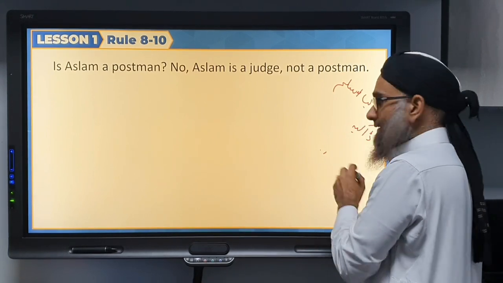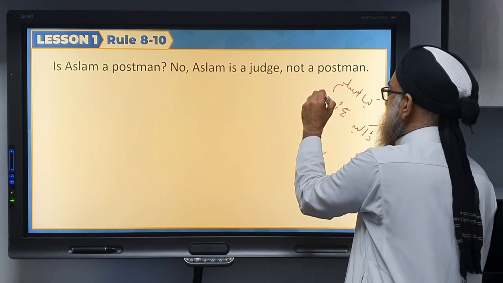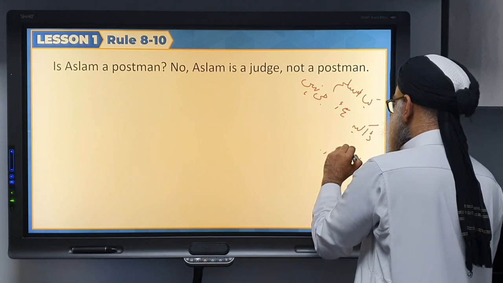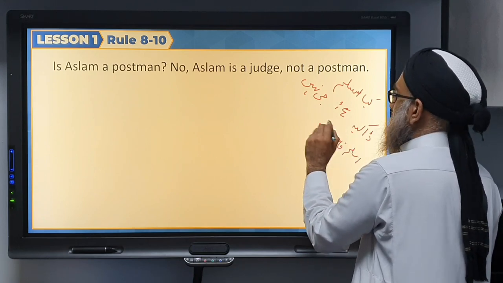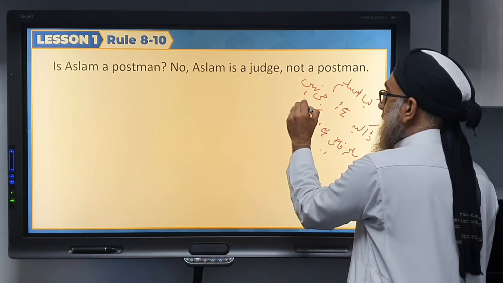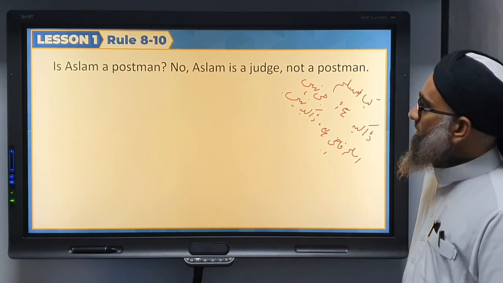Kya Aslam dakiya hai? Ji nahi. Ji nahi, good. Ji nahi. Aslam qadi hai. Aslam qadi hai, good. Dakiya nahi hai. Or you can also say dakiya nahi, full stop. Good, next one.